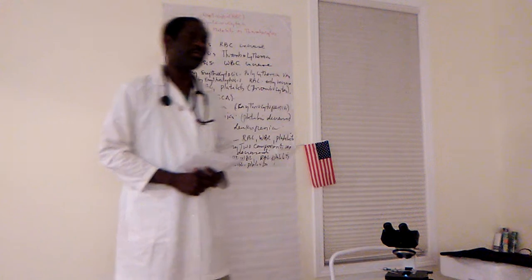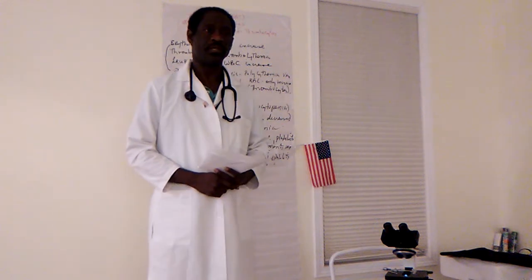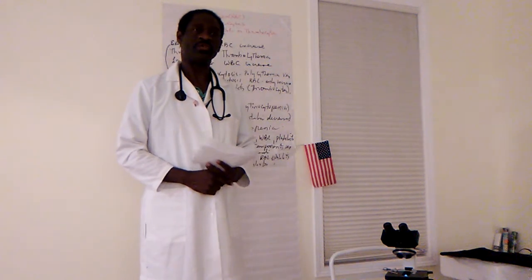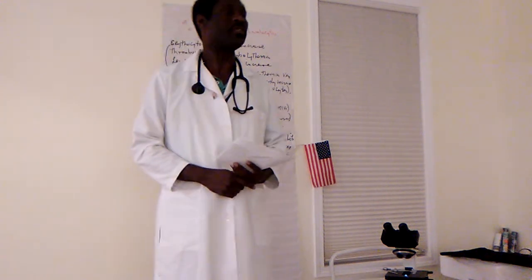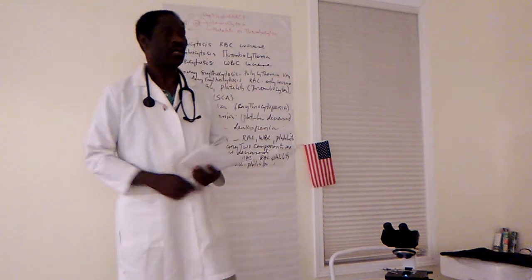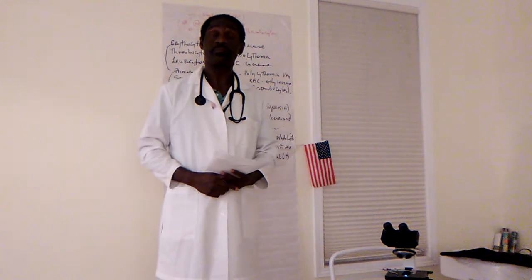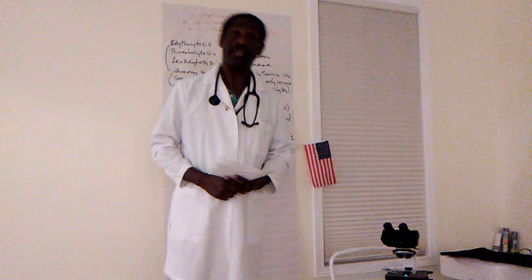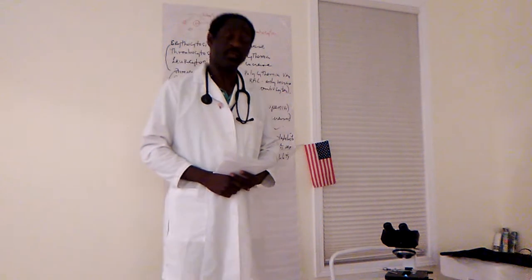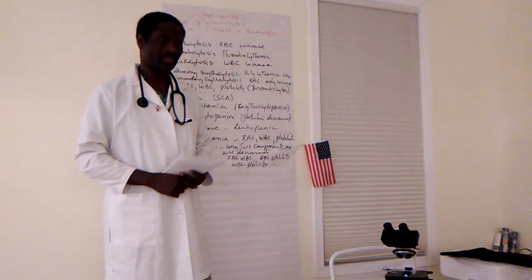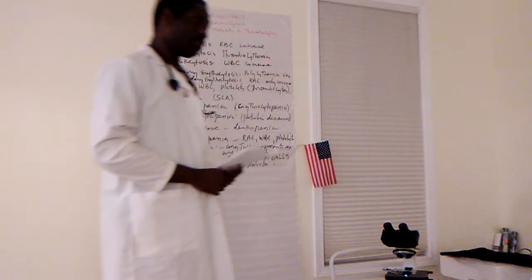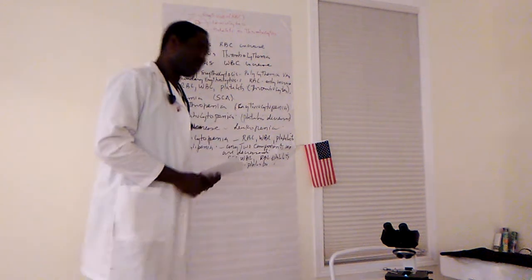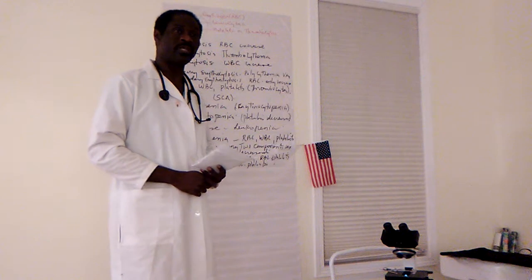Now, secondary erythrocytosis is erythrocytosis whereby only the red blood cells are produced in excess. And in secondary erythrocytosis, what we have is tissue hypoxia. So that's a brief difference of primary erythrocytosis and secondary erythrocytosis.